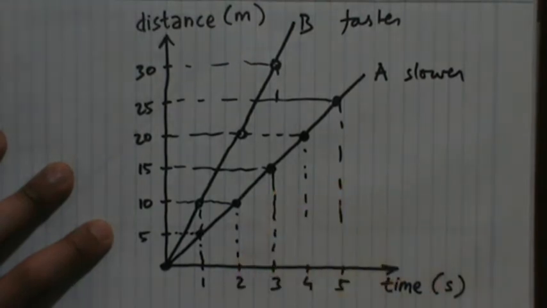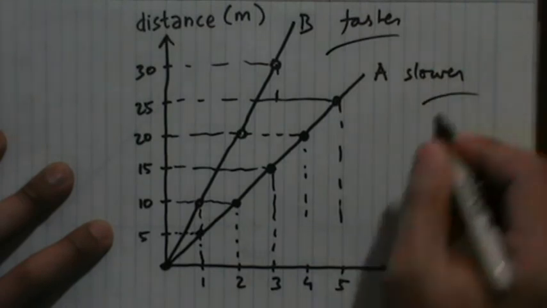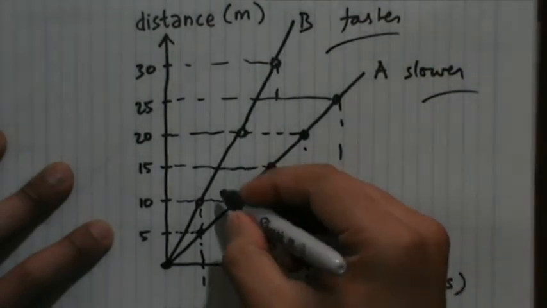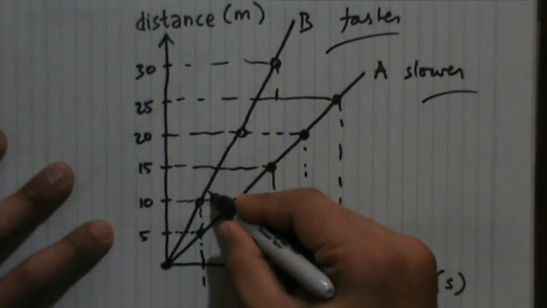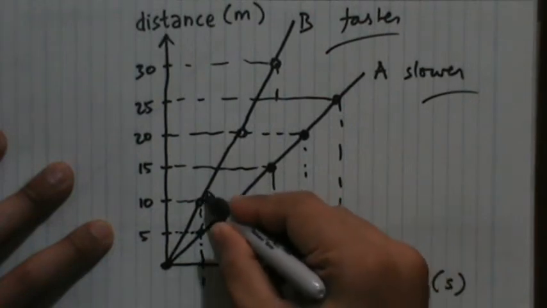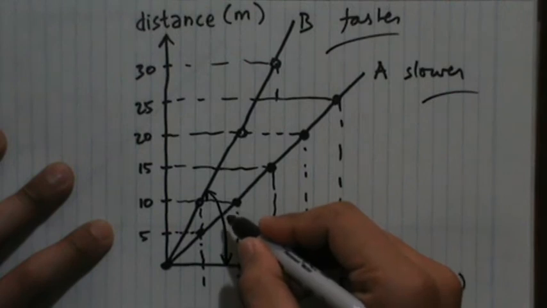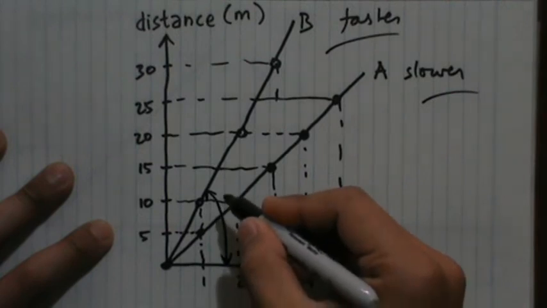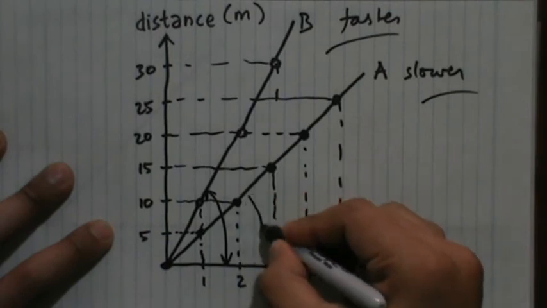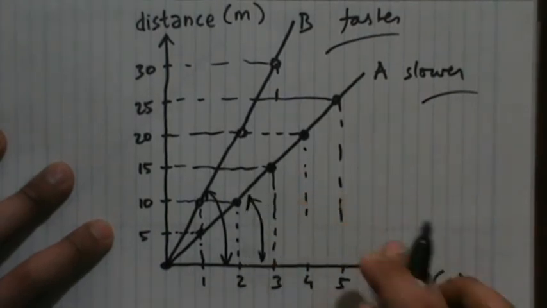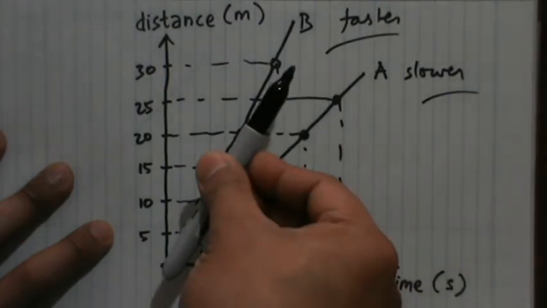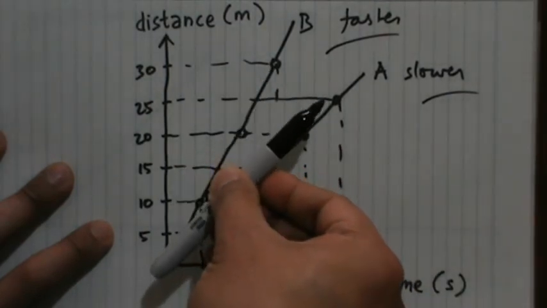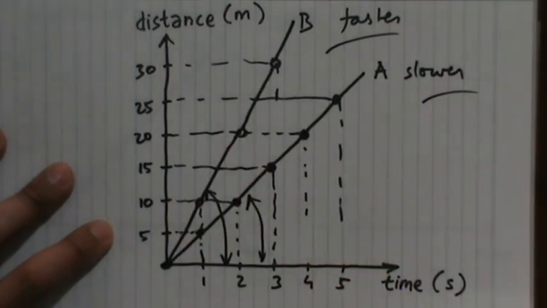And from the distance versus time graph, you can also see this magnitude. I mean, you can see it from the slope. If the graph has a bigger slope, like car B here, that means the speed is faster than the one that has a smaller slope. So the bigger the slope is, the faster the speed.